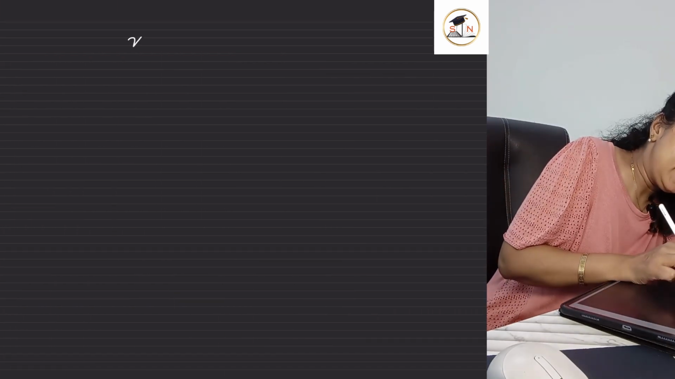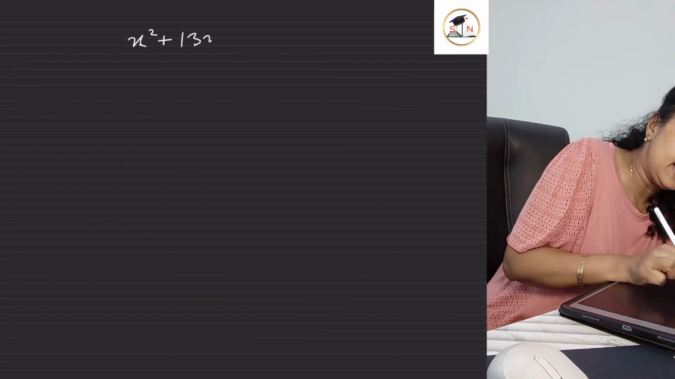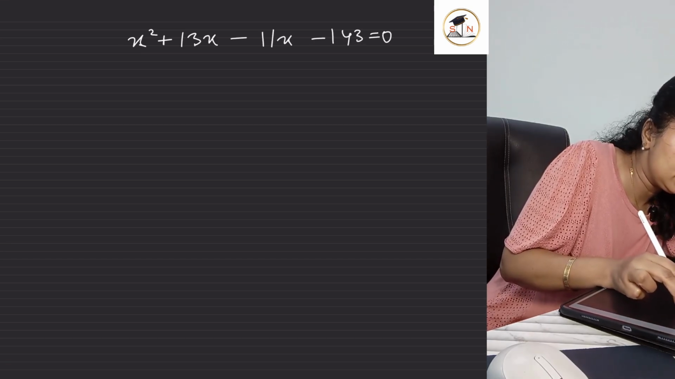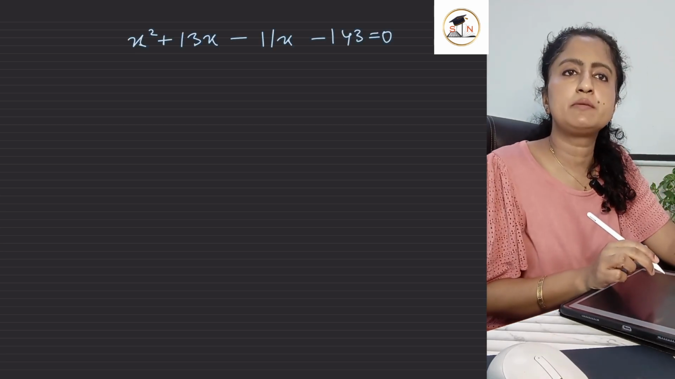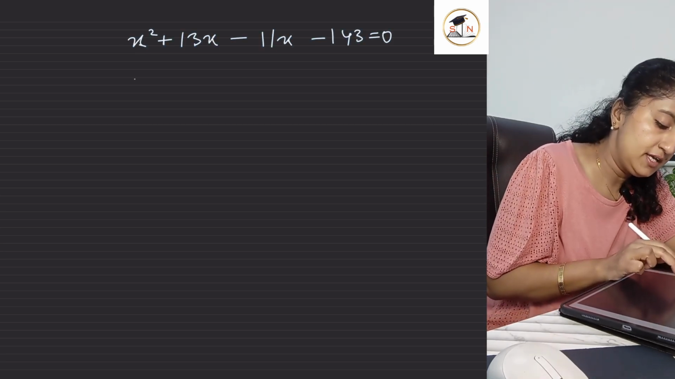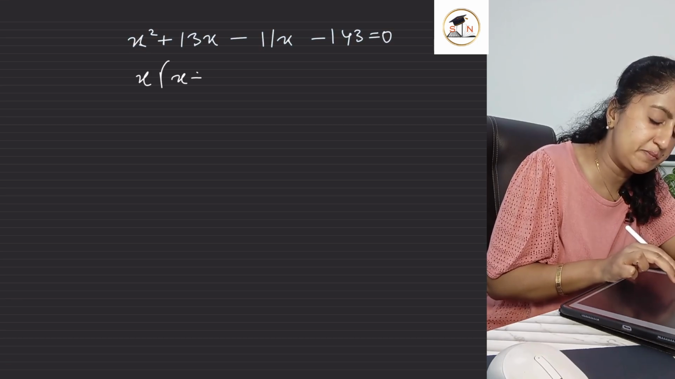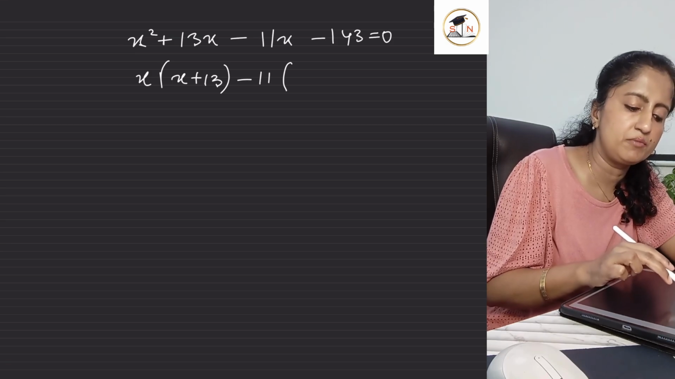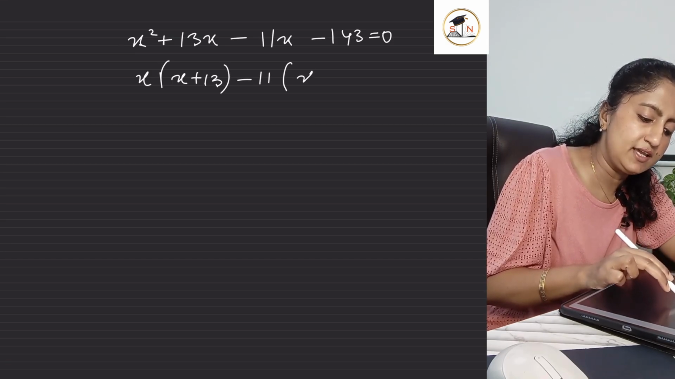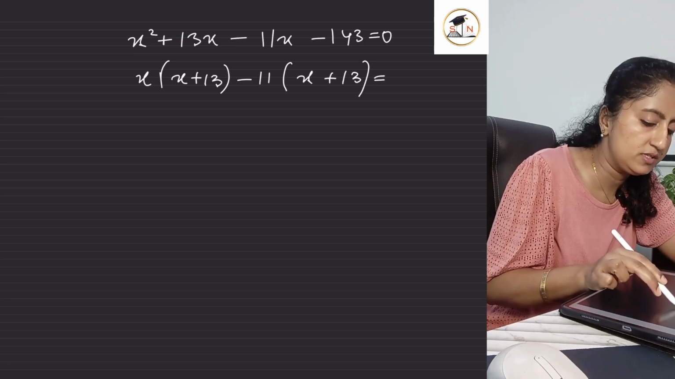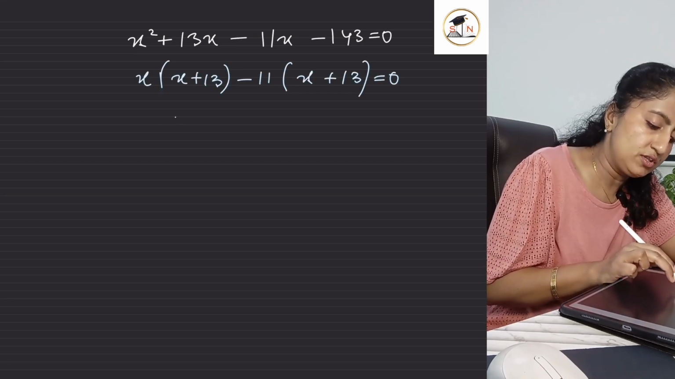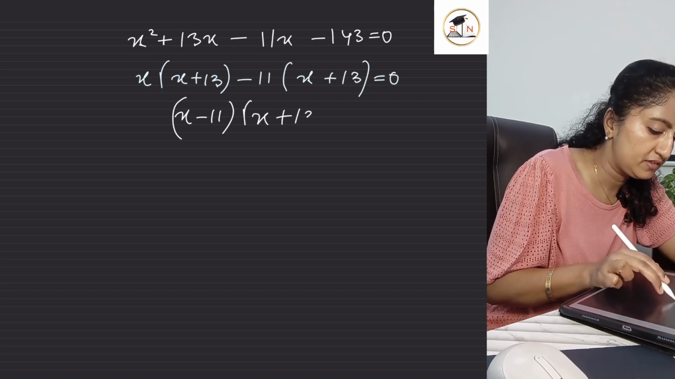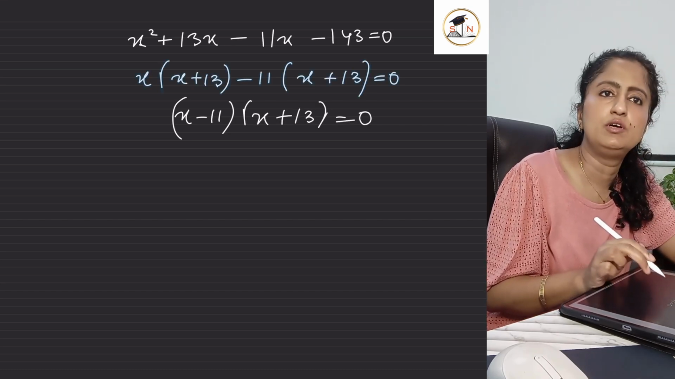Now, x square plus 13x minus 11x minus 143 equals 0. This is what we get because we are supposed to split, right? Now grouping gives me x times (x plus 13), minus 11 is out from the last two terms, leaving us with (x plus 13) equals 0, right? So that gives me two factors, (x minus 11) and (x plus 13) equals 0, right?